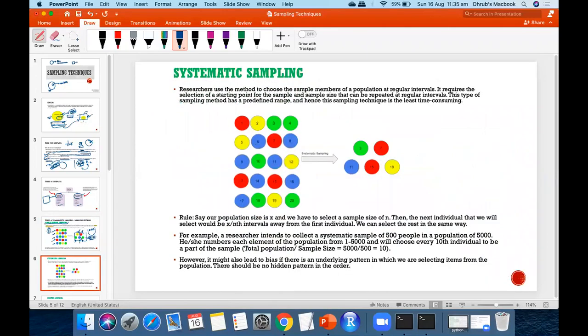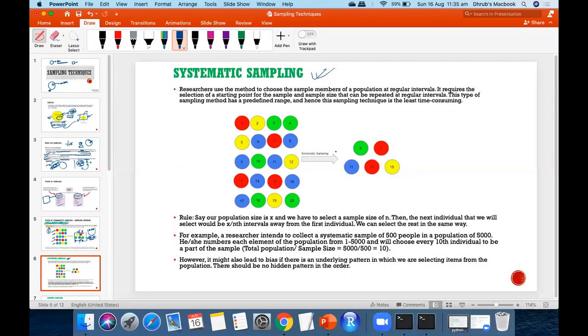Let's go ahead and see another type of sampling. This is called systematic sampling. By the way, this is also a type of probabilistic sampling. So here, pay attention. I'm just taking an example first and then we'll explain.